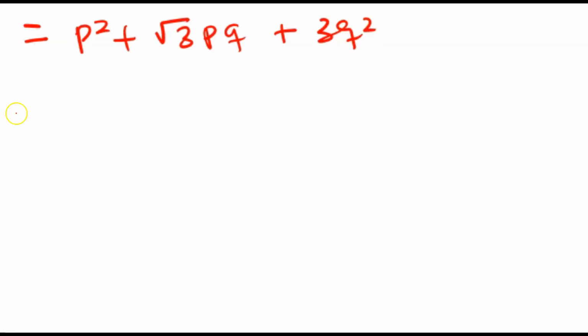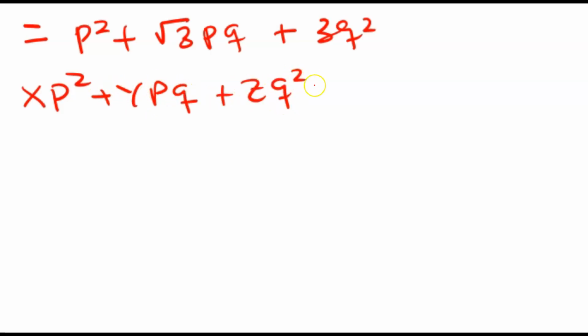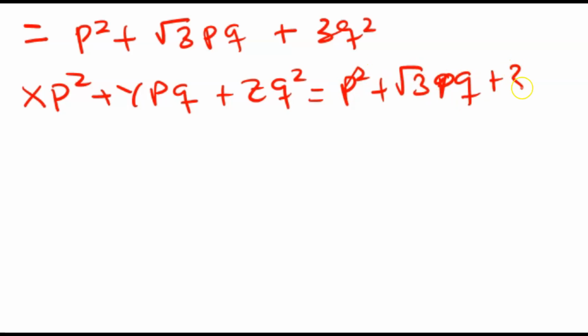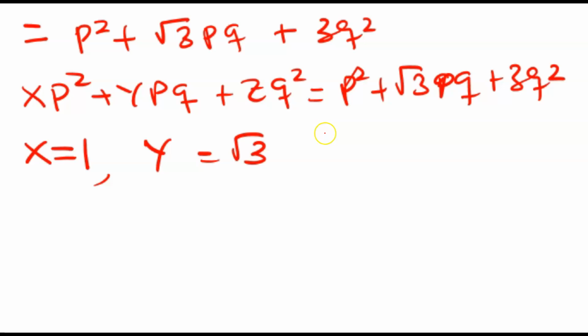Now if you are going to compare, say that xp² plus yp plus z is equal to p² plus √3p plus 3. Now when we compare both sides, we know x will be equal to 1, y, when you compare p, y will be equal to √3, and then z will be equal to 3.